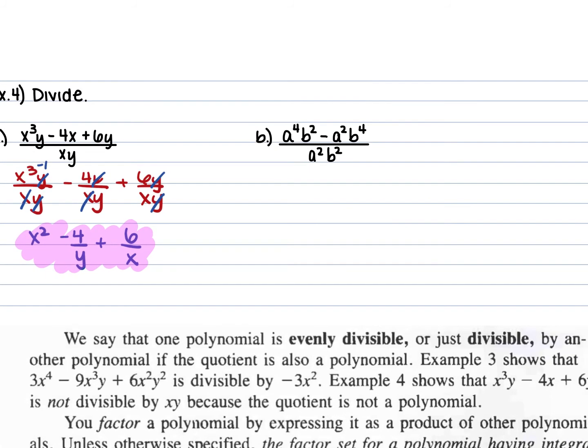For example B, we have a to the fourth power b squared minus a squared b to the fourth power all over a squared b squared. Again, if you wanted to separate this, you could. Do you have to? No, because each term up top has a power that's 2 or greater for both the a and the b. So we could just cancel out the a on the denominator by subtracting 2 from each of the powers for a, and cancel out the b in the denominator by subtracting 2 from the powers on b. This would leave us with a squared minus b squared.